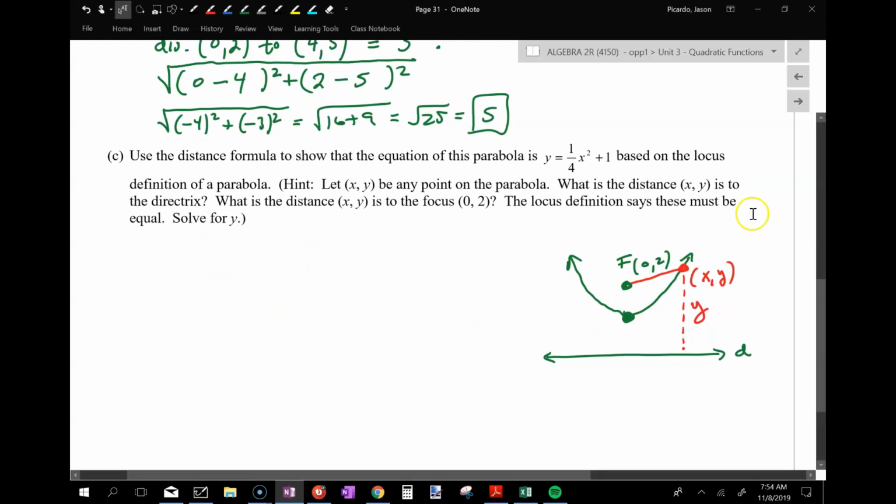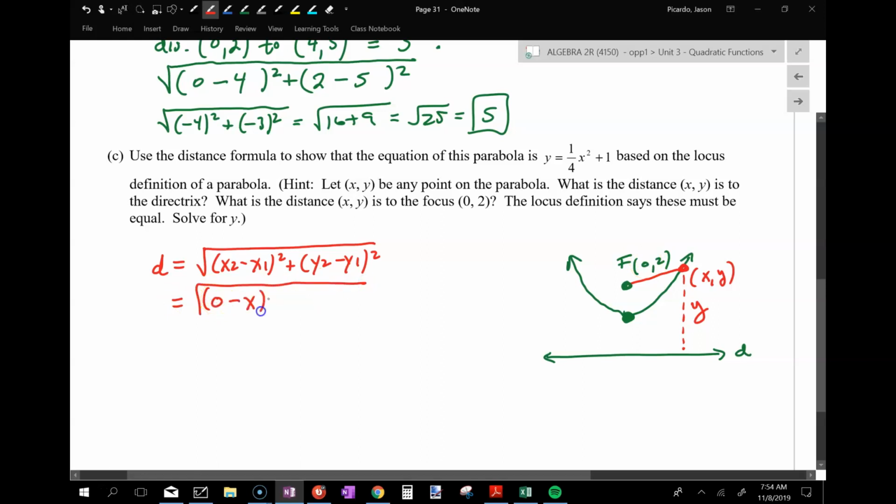So here's what I'm going to do, guys. I'm going to find the distance from here to here using my distance formula. But I'm going to do it generally with the x's and the y's. So my distance formula says, all right, it's going to be the difference of the x's. So I can either do 0 minus x or I can do x minus 0, squared.